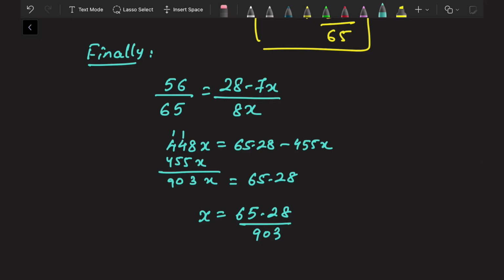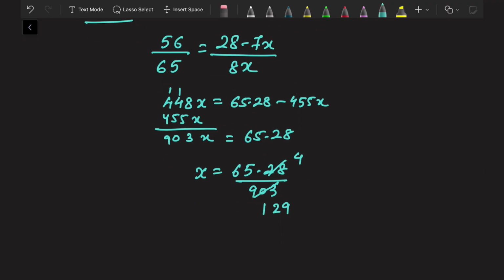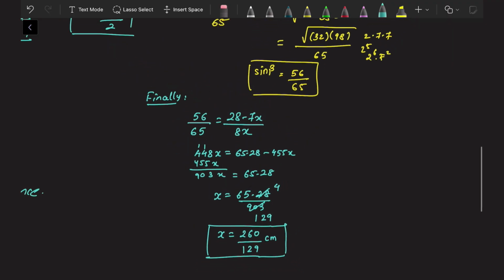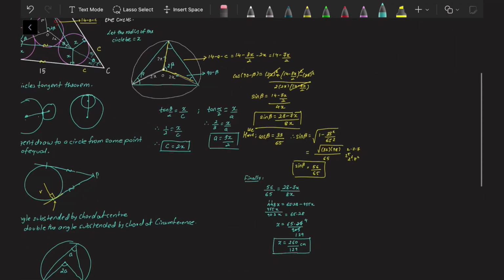Now let us see, can we cancel out some things? 903, 1, from the table of 7, I guess. From the table of 7 it's 4, from the table of 7 it's 1, then 20 and 9. Now nothing will get cancelled out. Yes. So finally x, 65 into 4 means that the one double of 130, that's 260, and in the division we will have 129 centimeters. Why centimeter? Because the sides were already in the centimeter. So this is the value of the radius of the circle.